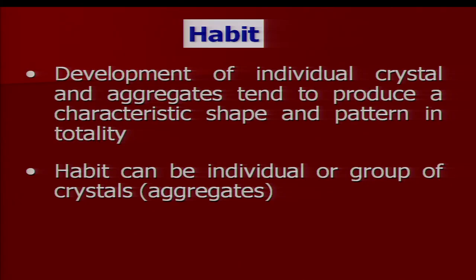What is habit? The development of individual crystals and aggregates tends to produce a characteristic shape and pattern. This development of an individual crystal gives you an appearance which we discuss under the category of habit. Habit can be of an individual mineral or of a group of crystals. When it is of a group of crystals, we call it an aggregate. When we talk about the habit of an individual mineral, we are dealing with an individual crystal, but when we talk about the habit of a group of crystals, we call it aggregates.